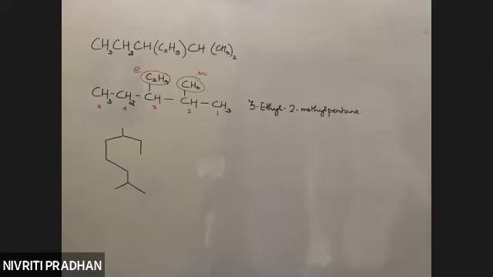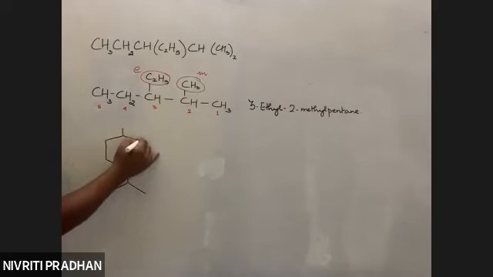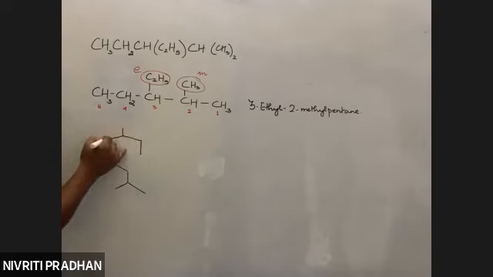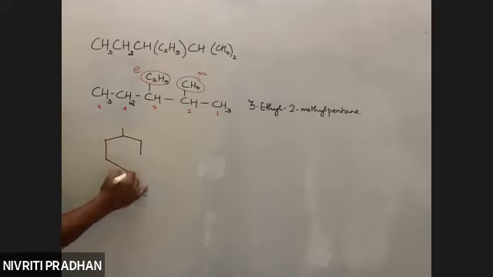So I'm just increasing the complexity level. Now, the longest continuous chain of carbon atoms, I think it should be this. So all this represents carbon atoms. 1, 2, 3, 4, 5, 6, 7, 8. There are 8 carbon atoms in the longest continuous chain.